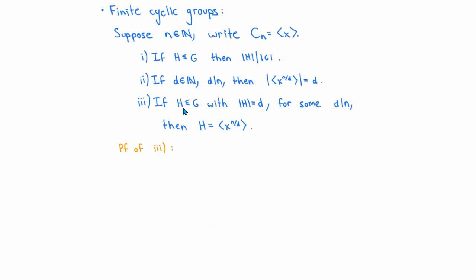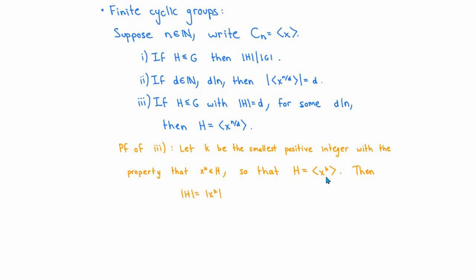To prove property 3, we're going to use theorem 1. So first of all, if d is 1, then it's clear that H is the trivial subgroup, which is the same as the subgroup generated by x to the n, which is the identity in this case. On the other hand, if d is greater than 1, then we can let k be the smallest positive integer with the property that x to the k is an element of H, so that by theorem 1, H is generated by the element x to the k. Well then, by theorem 0 again, we know that the order of the group H is the same as the order of the element x to the k.